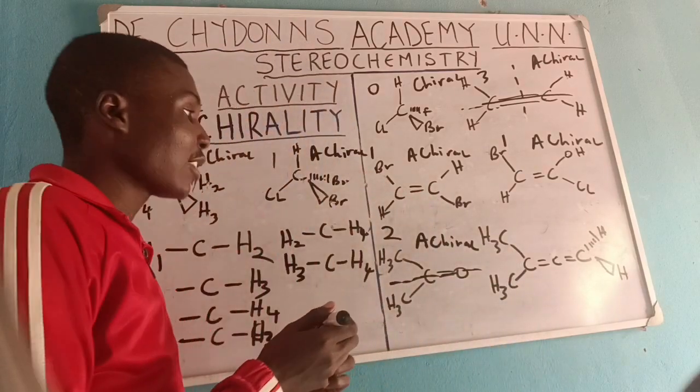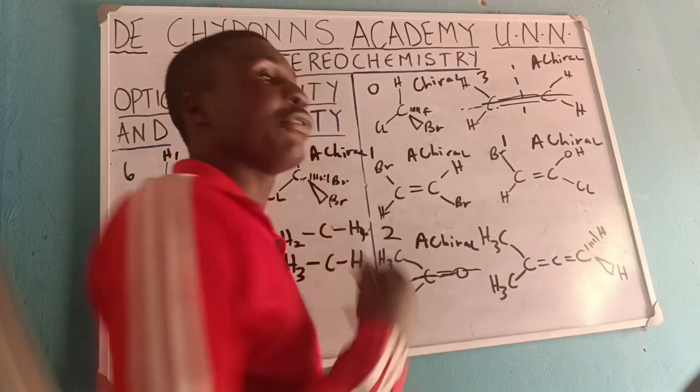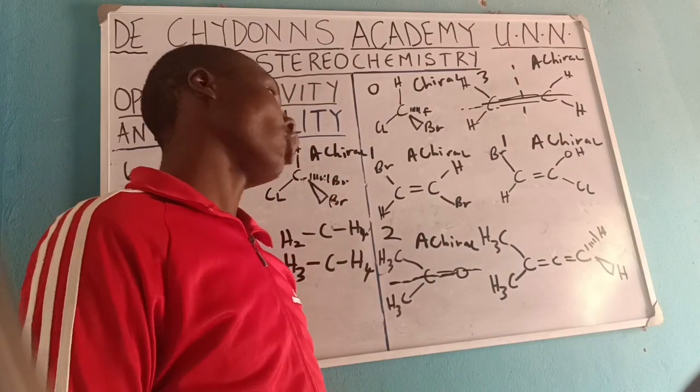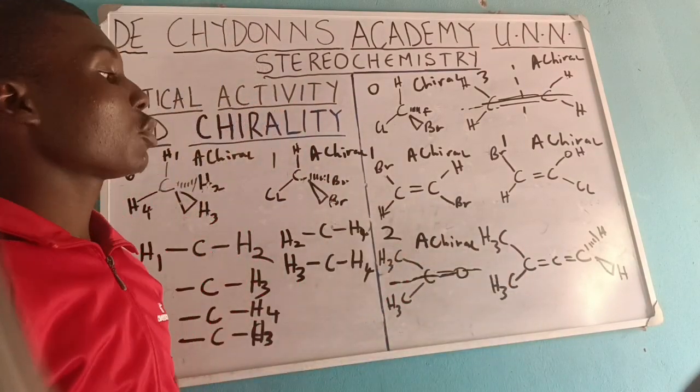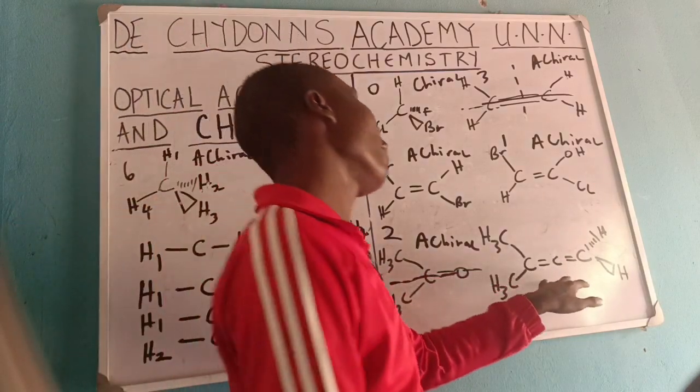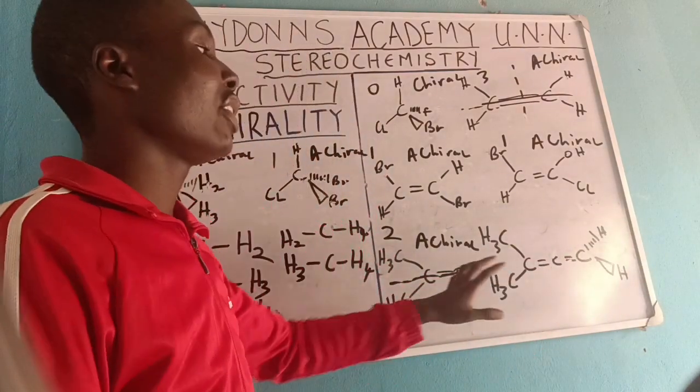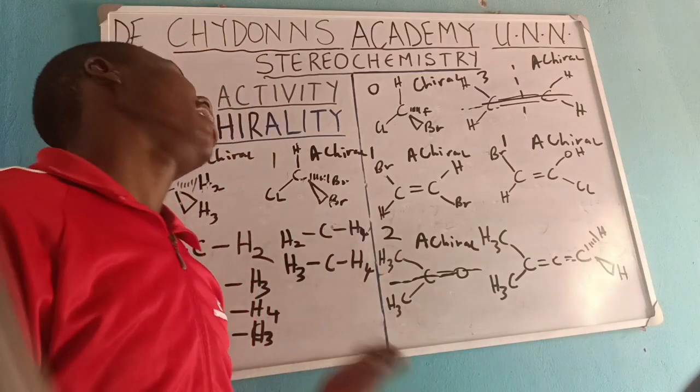So let's look at the last one, before we go to further examples and begin to look at ring structures. This particular compound happens to have C double bonded to C double bonded to C. Now I'm going to tell you the name of this kind of compound as we progress in this particular lecture.